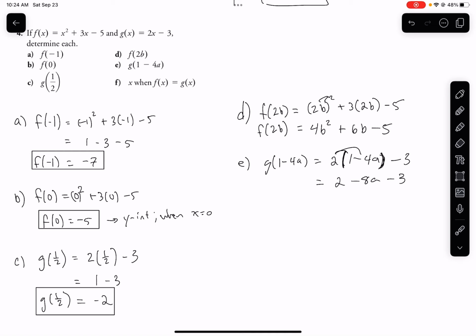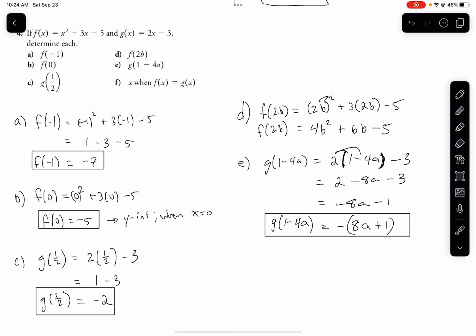So 2 minus 3, if I were to write this in descending order, is going to be 2 minus 3 is -1. Okay, so the g, and if you wanted to, it doesn't say fully simplify, but if it did, I might be inclined to remove that negative that's there, right? Factor it out if it did say fully simplify. So that would be the evaluation when x is 1 minus 4a, and when we evaluated in the g of x function.